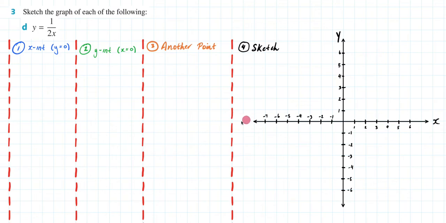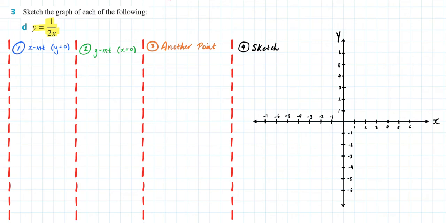So we're doing exercise 7b, and in this video, I'll be answering question 3d, which says, sketch the graph of each of the following, and we're dealing with y equals 1 over 2x. Now to answer this, I've broken it down into 4 steps: find the x-intercept, find the y-intercept, find another point. We're going to see why we're going to have to find another point. And then lastly, give it a sketch.